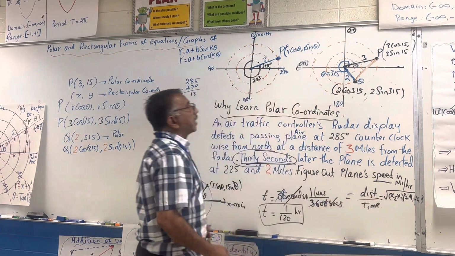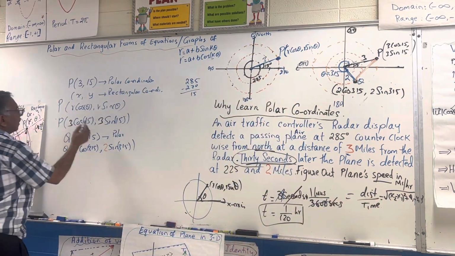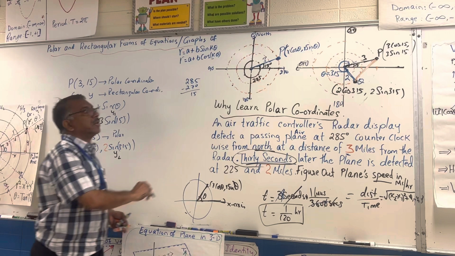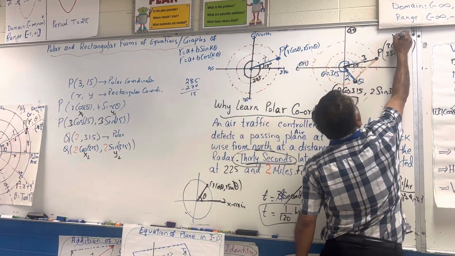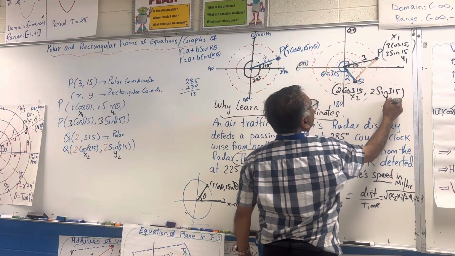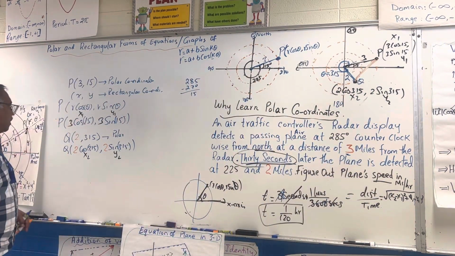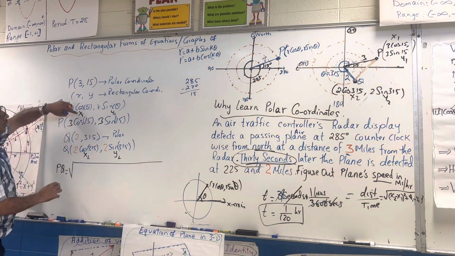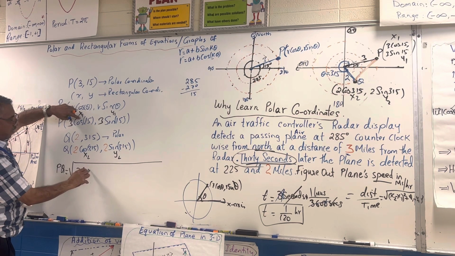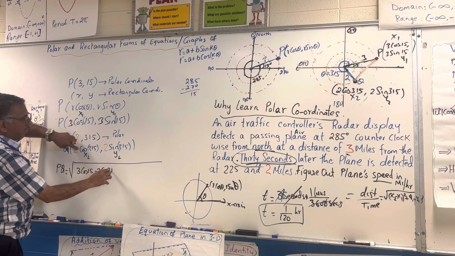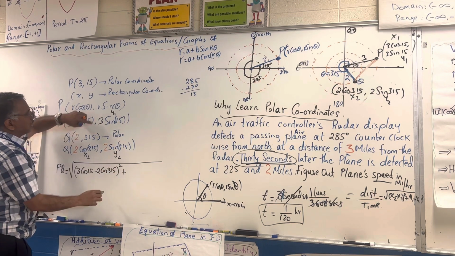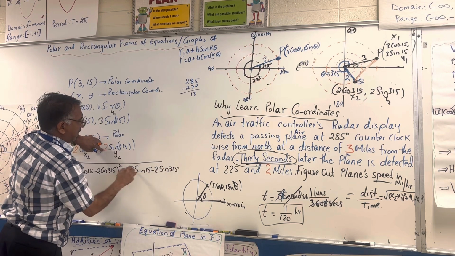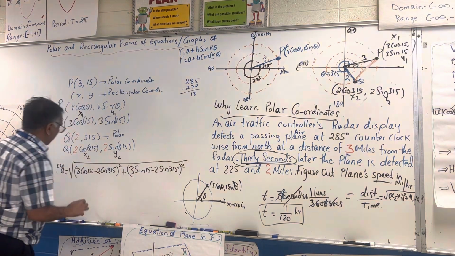So first we use x2 minus x1. This point is x1, y1, and this is the point x2, y2. We want to know how far away these two points are, and then just use the distance formula. So PQ is the square root of 3 cosine 15 minus 2 cosine 315, squared, plus 3 sine 15 minus 2 sine 315, squared. And this is what you have to plug into the calculator.